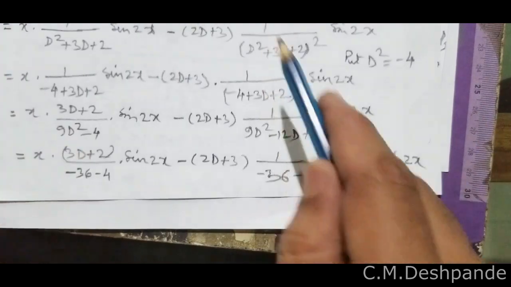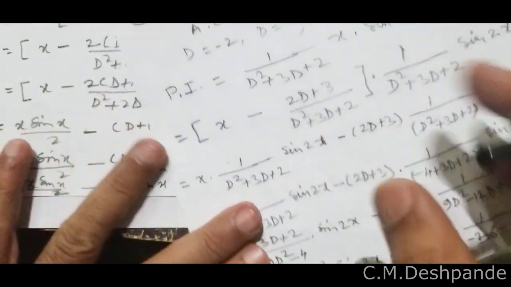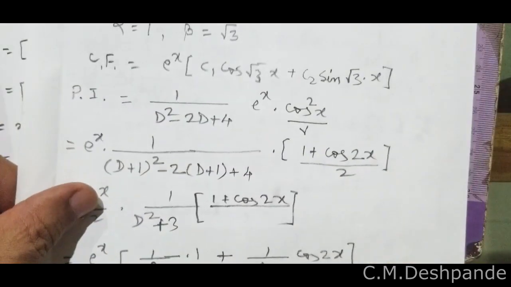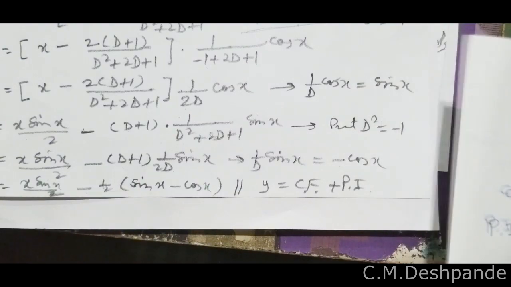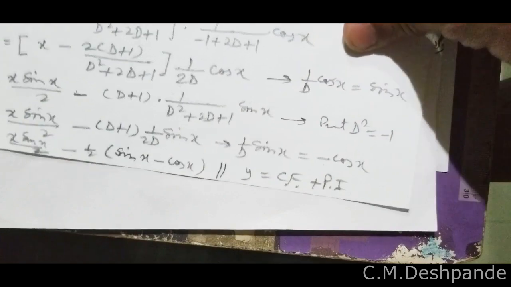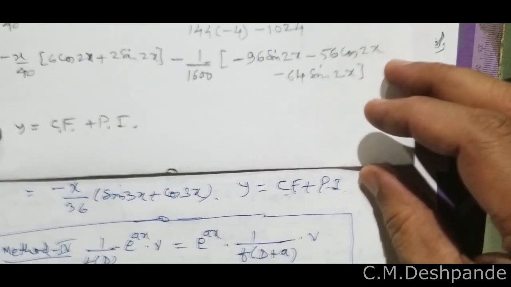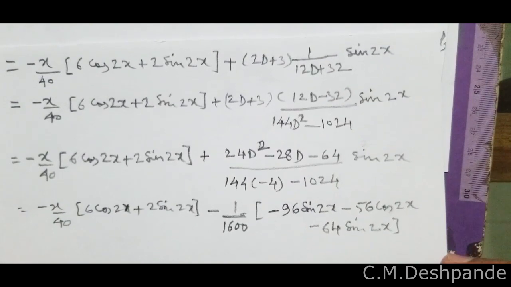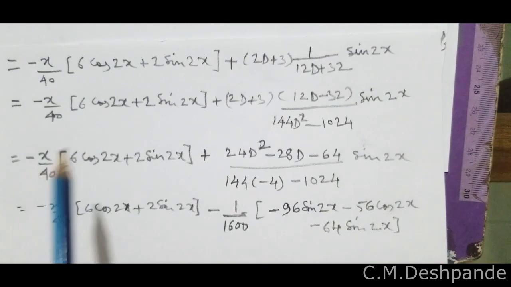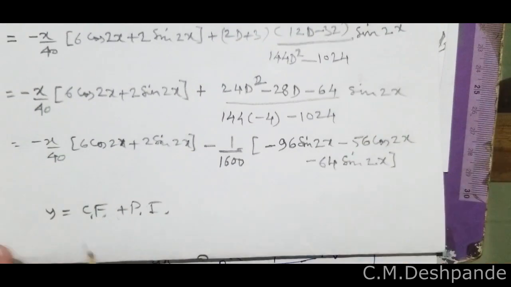again solve yourself all these steps, and finally give solution of differential equation in this form. So this is simplifying all terms. Calculate carefully, and finally solution given by y equal to CF plus PI.